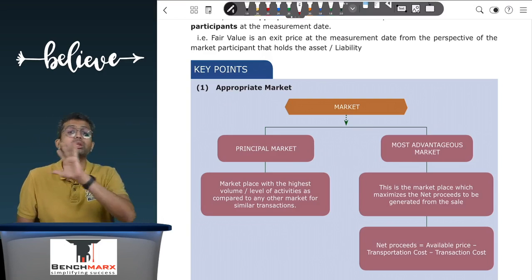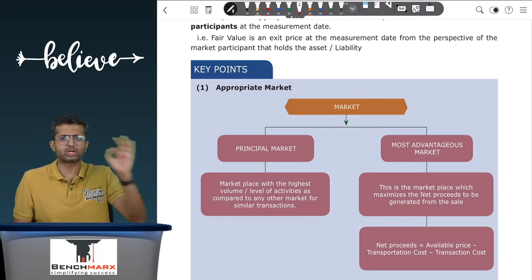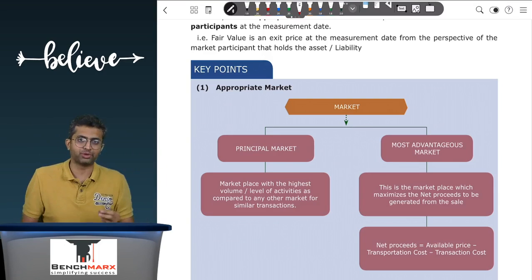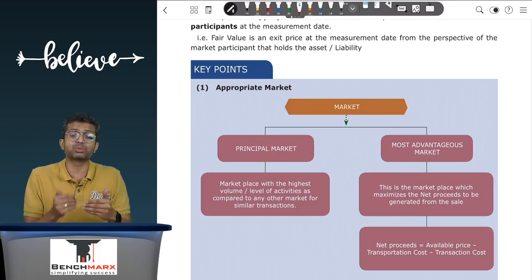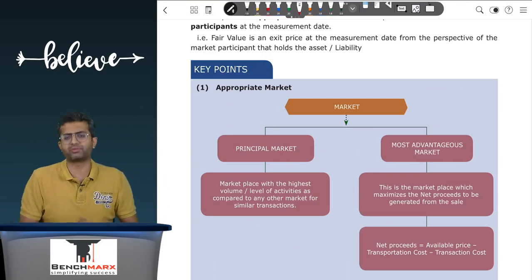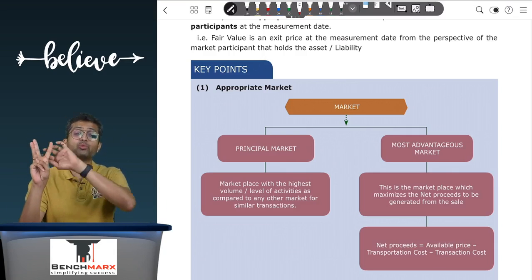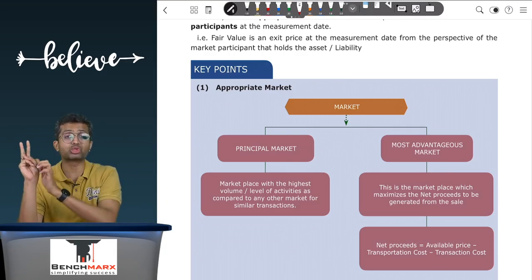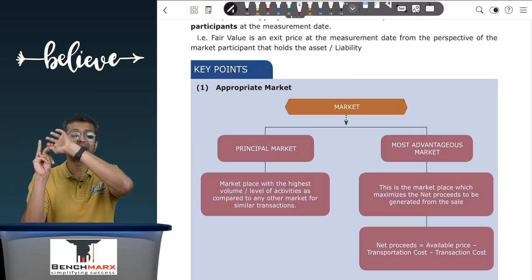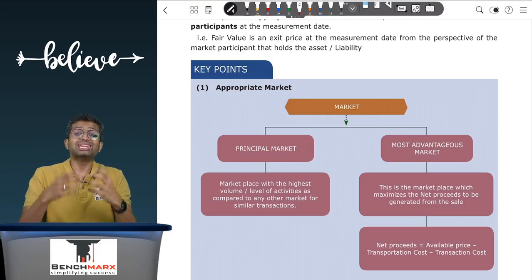One needs to remember that you go to the assessment of the most advantageous market only if there's no principal market. If there's a principal market for your products, you will take the fair value in the principal market only. Again, the 3 principles that you've done till now: fair value is the price that you get if I were to sell the asset to a market participant in the most appropriate market in an orderly transaction.